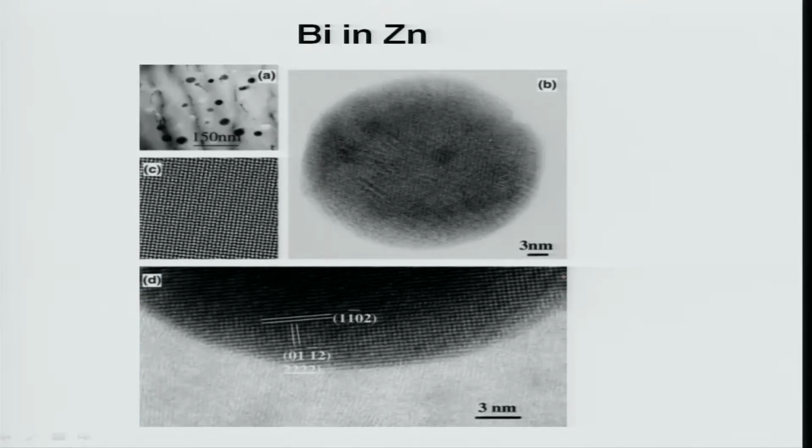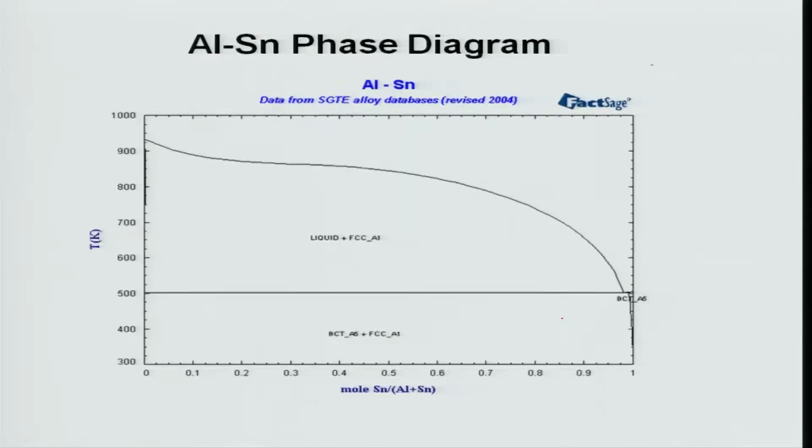You can use this kind of system to create nanostructures. You can see this is the nanostructure bismuth zinc microstructure, where these are actually bismuth and this is zinc. The matrix is zinc, and these particles are bismuth. And these are actually nano-sized particles. You can see here there are steps involved, and so this is possible to create.